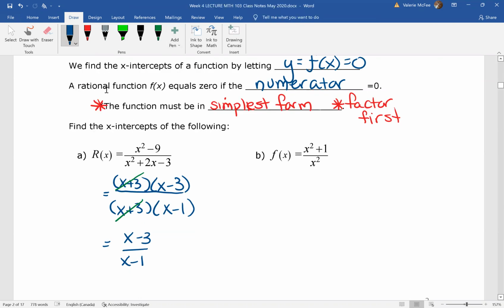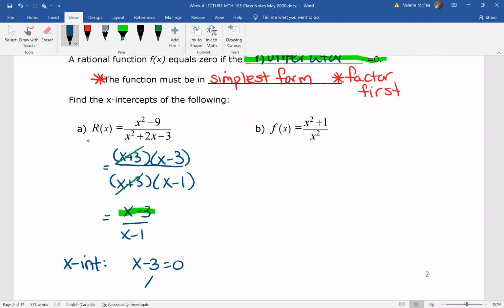So again, to find the x-intercept, we let the numerator equal 0. The numerator, so we see that when x equals 3, y will equal 0. We have an x-intercept at x equals 3.